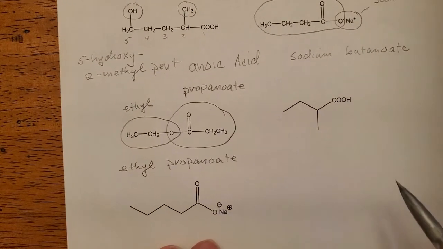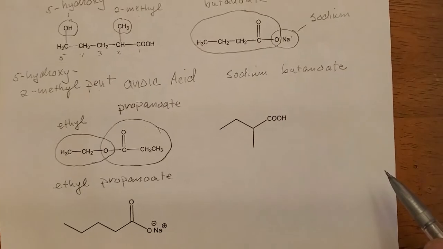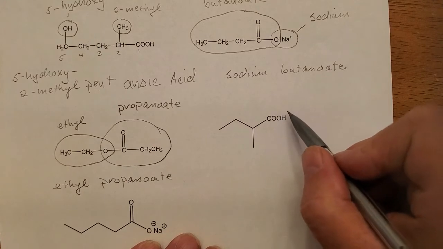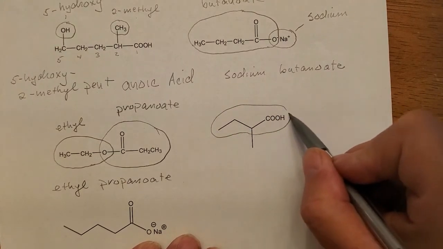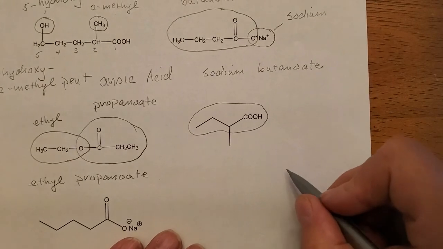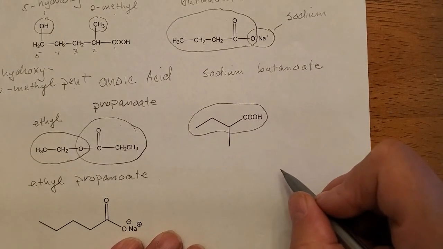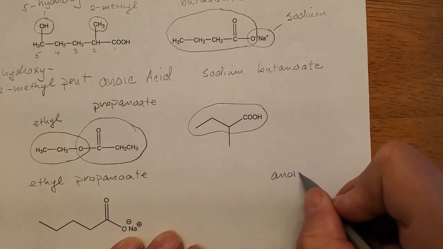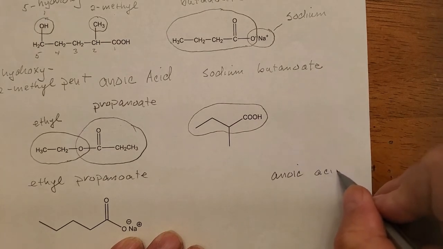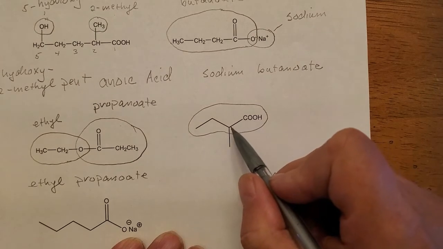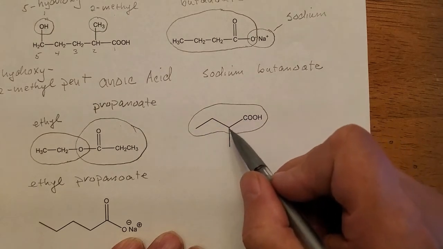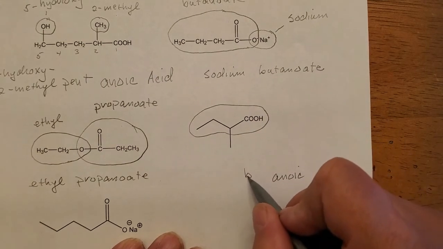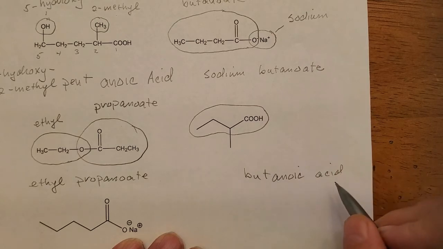Okay, here is a carboxylic acid with a substituent group. So the carboxylic acid portion is going to be named as anoic acid, which is going to be the back end. The longest carbon chain is 1, 2, 3, 4. So that's going to be but. So this is a butanoic acid.